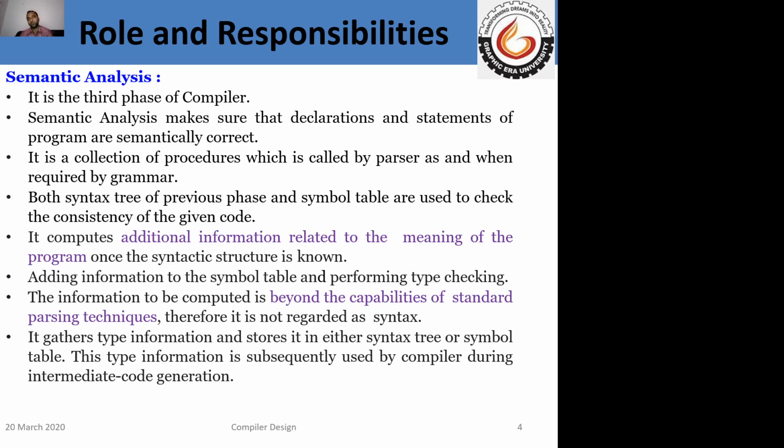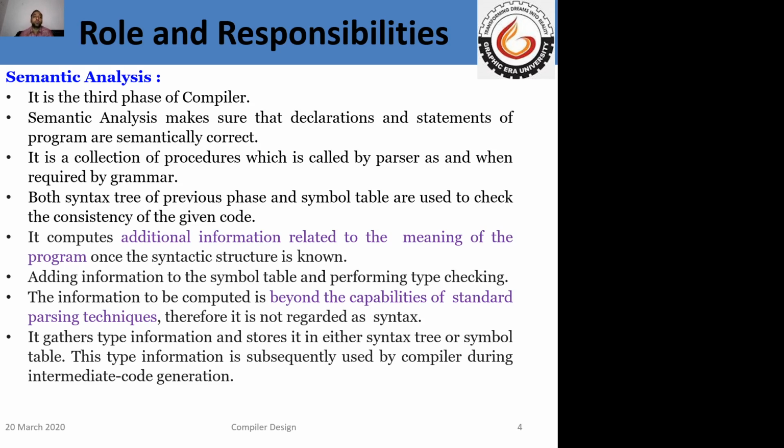Let's suppose I have two statements. The first one is x equals 2. The second is 2 equals x. Which one is correct? Obviously, the first one is correct: x equals 2. Why not 2 equals x? Because we all know a number cannot be on the left hand side. This is a responsibility of semantic analysis. These are the logical rules that are checked in the semantic analyzer phase.